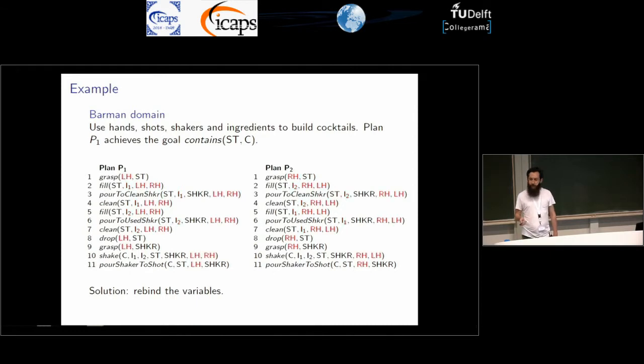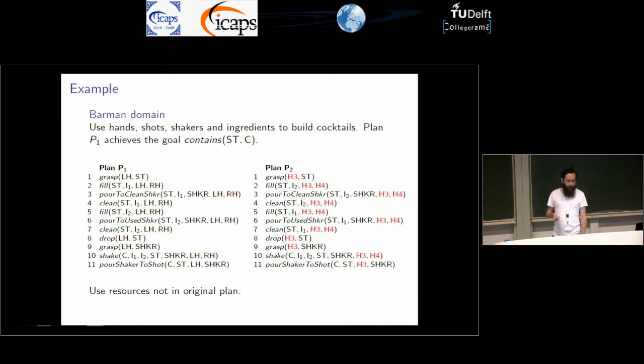Now, we don't have to stop there. We could also swap the hands over. So in this case, swap the left hand and the right hand. You could also make use of resources which weren't even in the original plan in the first place. So if you had some mythical 4-armed barman, you could use hands 3 and 4 in place of the left hand and the right hand, for example.